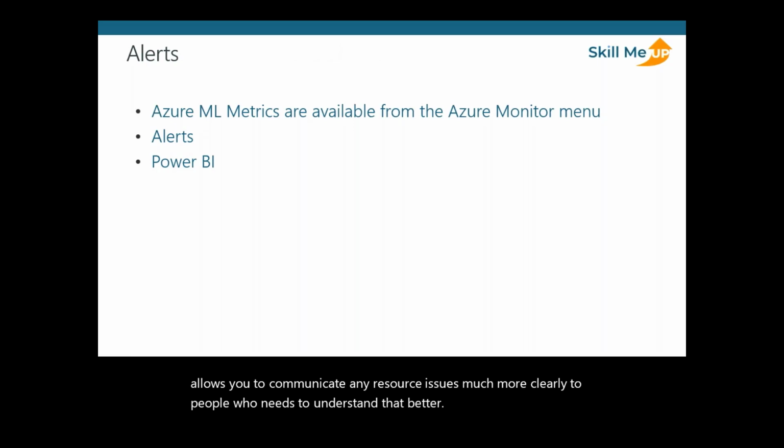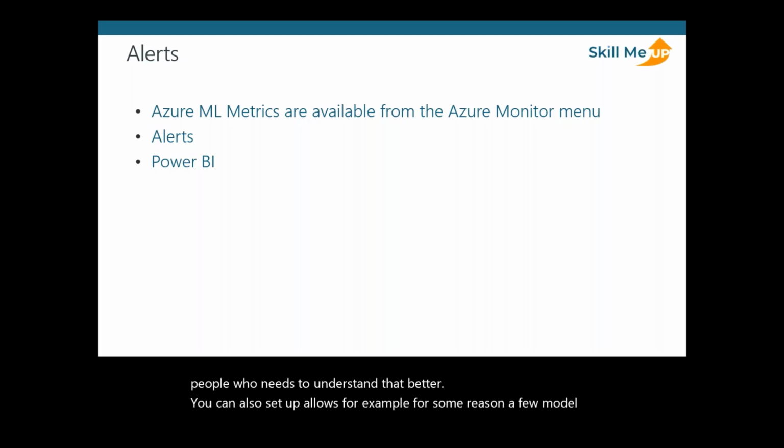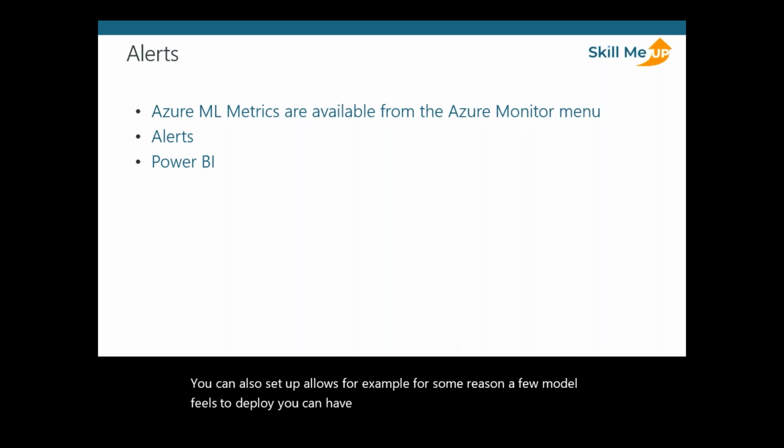You can also set up alerts. For example, for some reason, if your model fails to deploy, you can have an alert set up. That alert will be able to email you to let you know that there has been a failed deployment. So there are plenty of opportunities for you to review how you can set up alerts that will help you to make your Azure machine learning solutions work more effectively.